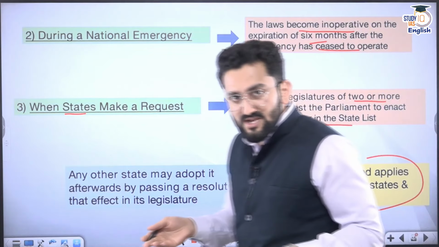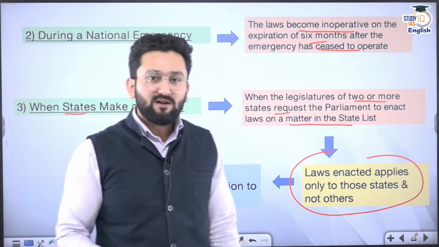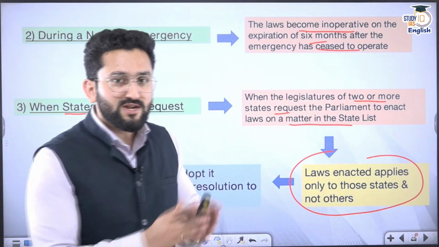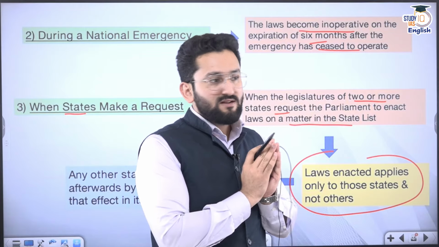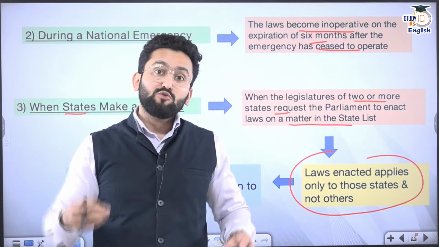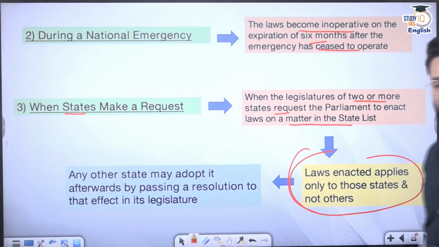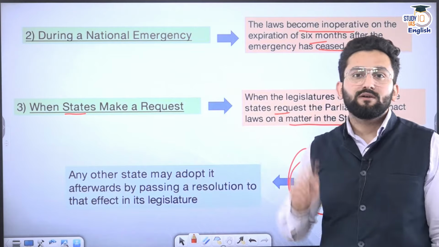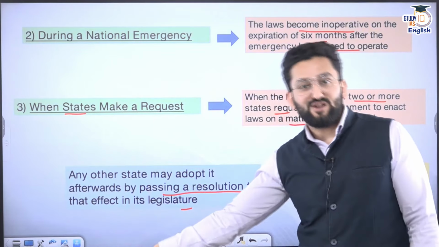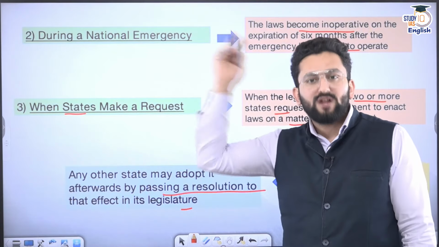Okay, because 2 and 3 states came, right? They may be states which are ruled by the same party which is in power in center. So it is not going to be like 3-4 states ruled by the same ruling party in the center come and say, sir, make law on state subject as well, and now Parliament is empowered to make law for all the states. No, it is going to be applicable only to those specific states. Any other state may adopt it by passing a resolution to that effect in their legislation. Okay, that is their choice. वो उनकी रजा है. If they want, they can do that.